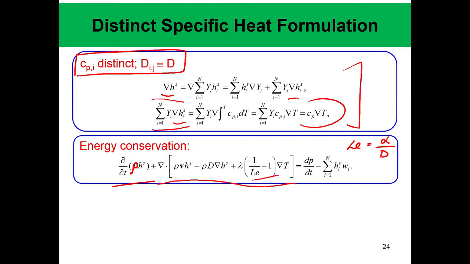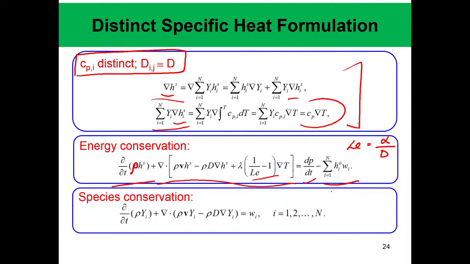Now here we get a Lewis number dependent term, and then of course the pressure derivative dp/dt, minus the heat release rate term. And this is the species conservation that you get. Of course, the point to note here is that this D is essentially constant, which is an artifact of the fact that we have assumed distinct specific heats but constant diffusivities, and similar diffusivities, that is Dij is equal to D.